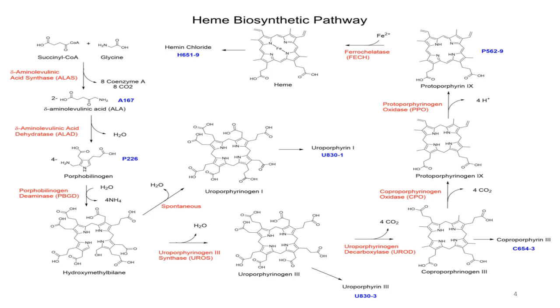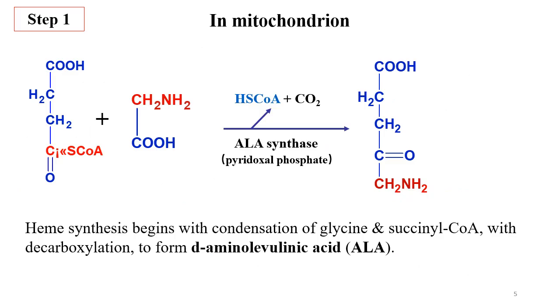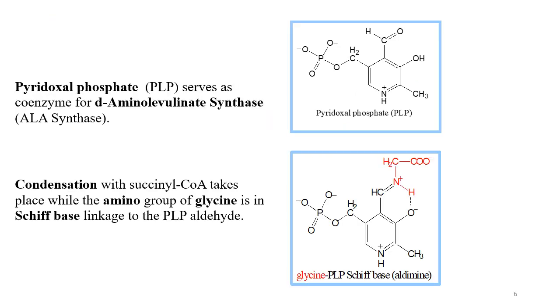The beginning of the reaction is with the condensation reaction between succinyl-CoA and the amino acid glycine. You can see the reaction over here, which is catalyzed by ALA synthase enzyme, and the end product that we get is delta aminolevulinic acid. This delta aminolevulinic acid formation also requires the presence of pyridoxal phosphate.